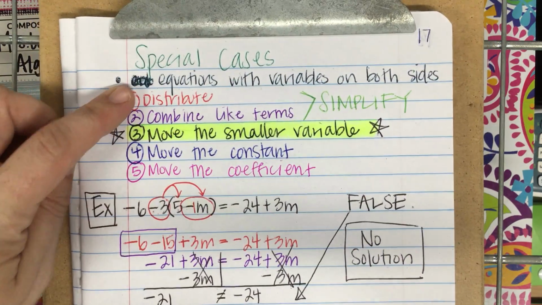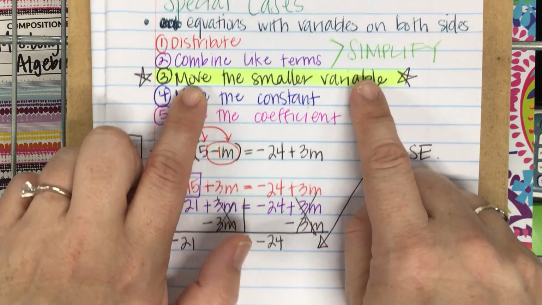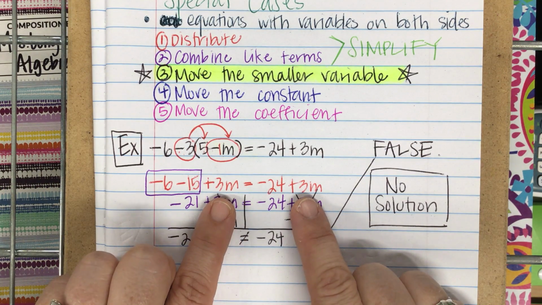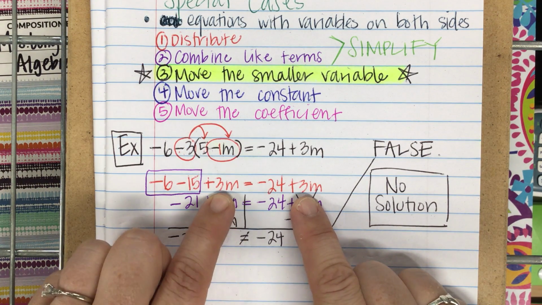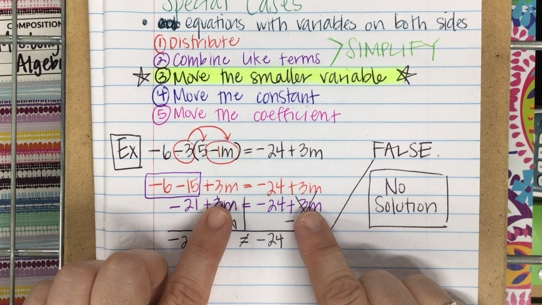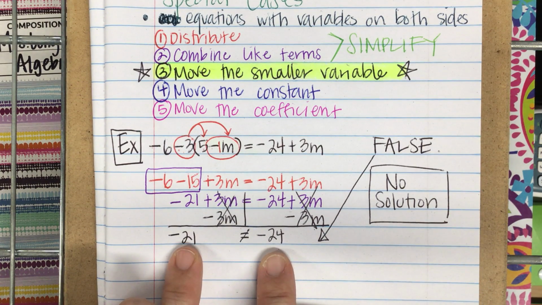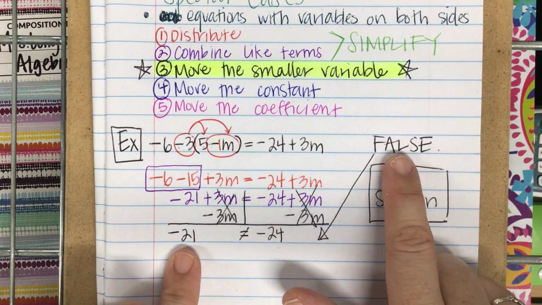Because I distributed, I combined like terms, but then I get stuck here. I need to move the smaller variable, but the variables are the same. So I just pick one to move. And when I move the smaller variable, my variables disappear, and I'm left with a false statement. And since it's false, there is no solution.